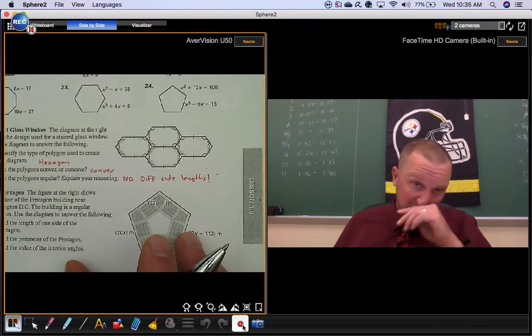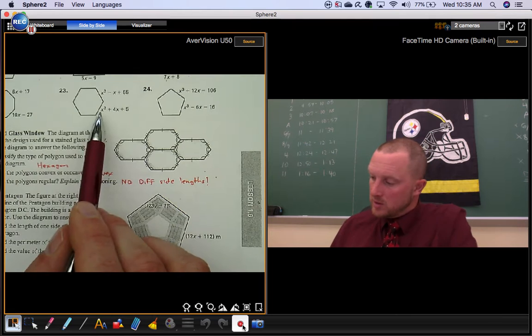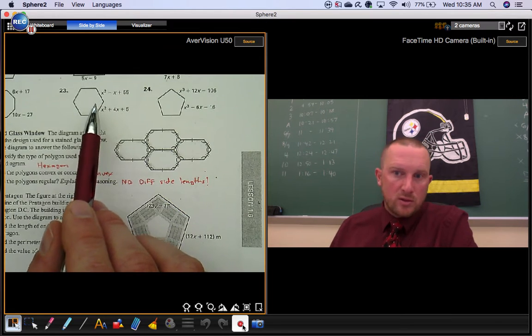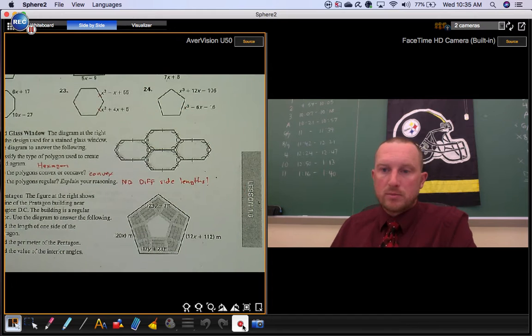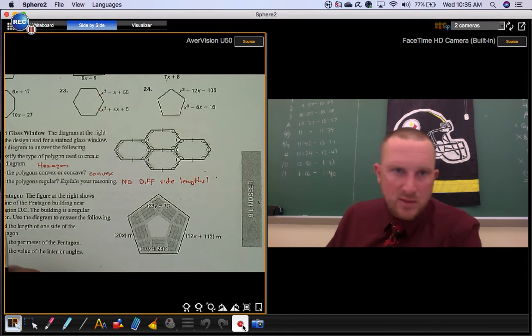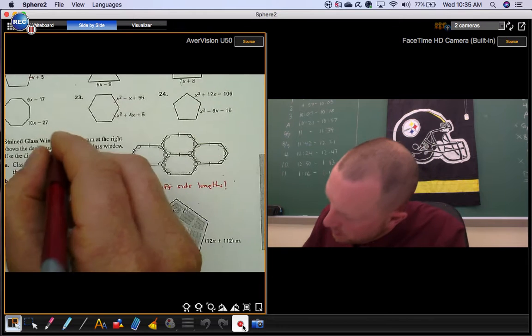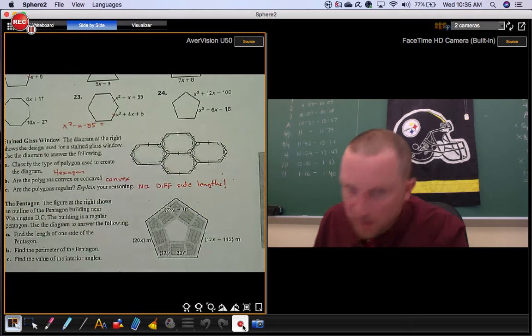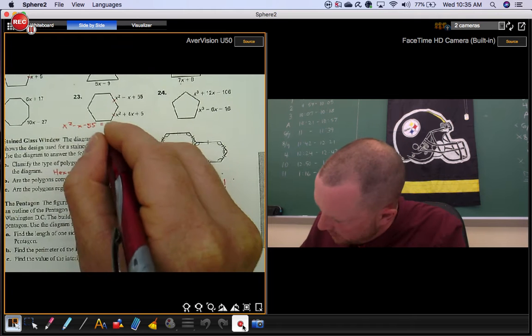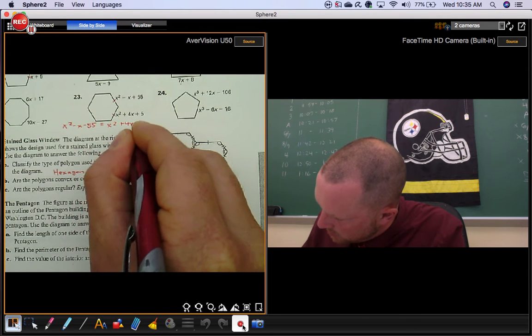Now, 23 and 24 look confusing because they have an extra term in the expression. These are still the same length. So I'll try to find myself some room to solve this. X squared minus x minus 55. That's one of the side lengths. That has to be the same thing as x squared plus 4x plus 5.